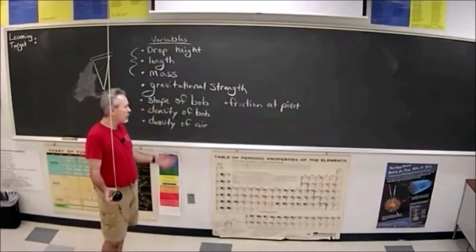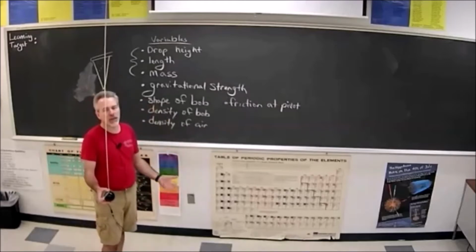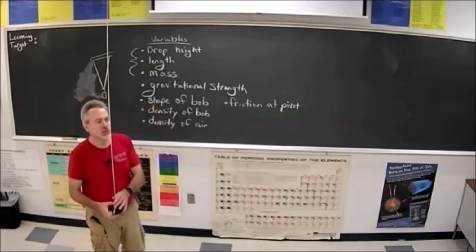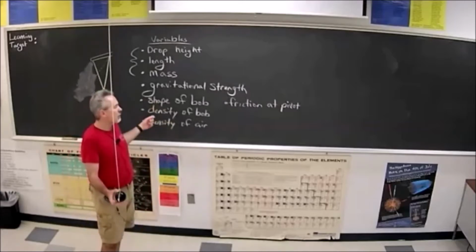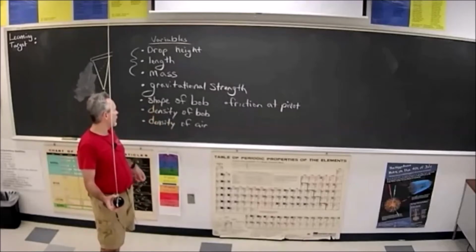That's another good idea, but I don't think we really have time to do that, and so we're just going to make sure we do it the same way. For the density of the bob, all those masses are made out of the same type of material, so we're going to do it the same way.